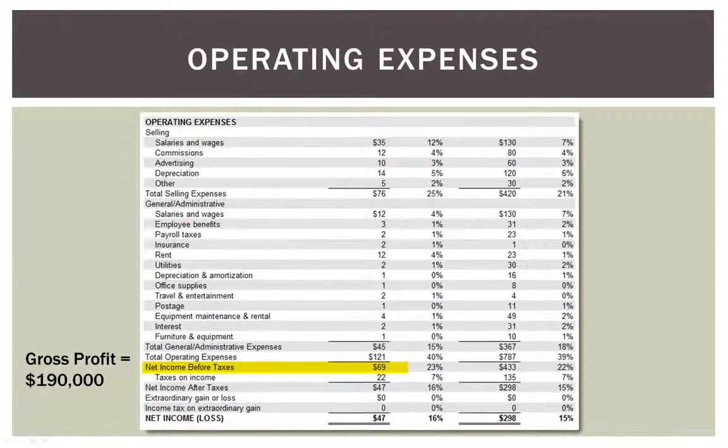Then we have to pay our taxes on that income. So our net income after taxes is $47,000. And that is our net income for this time period. Total revenue minus our operating expenses and our cost of goods equals our net income of $47,000.